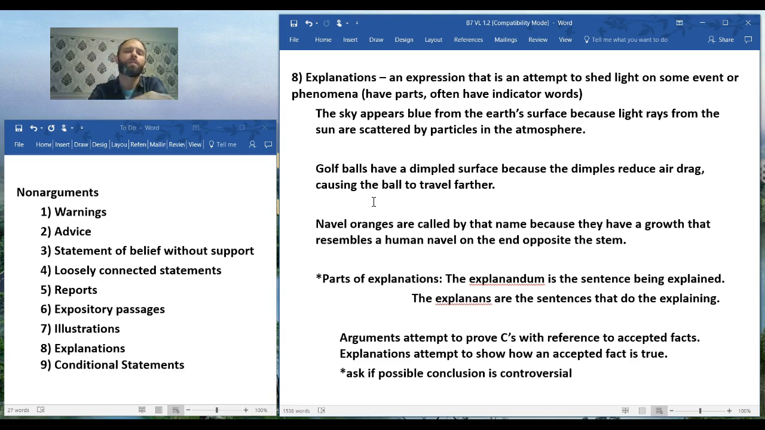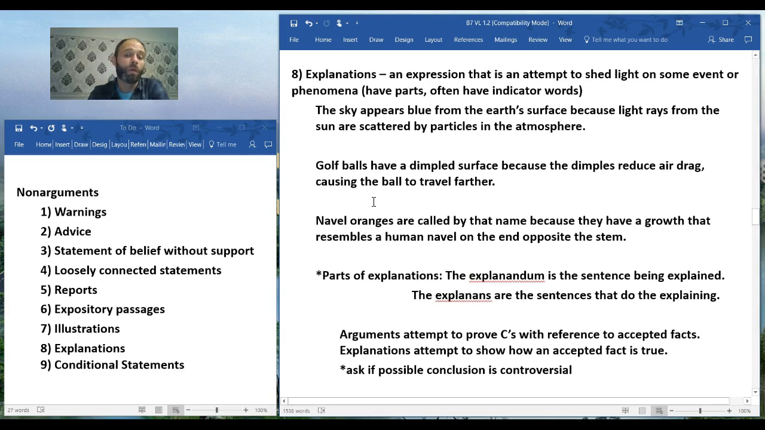All right, so just like arguments have premises and conclusions, explanations also have parts. The part that's being explained, we call the explanandum. The explanandum, so that's the sentence that's being explained, or the statement that's being explained. And the explanans is the statement that's doing the explaining. So if we go back up to our three examples, we saw that the explanandum happened to occur first in these examples. So the sky appears blue from the Earth's surface. That's what's being explained. So that's the explanandum. And then the explanans, the thing that does the explaining in that example, is light rays from the sun are scattered by particles in the atmosphere. New terminology, and you'll need to know it.